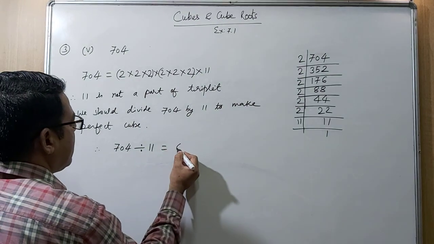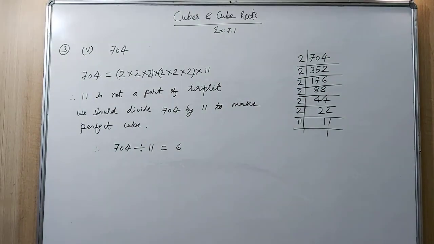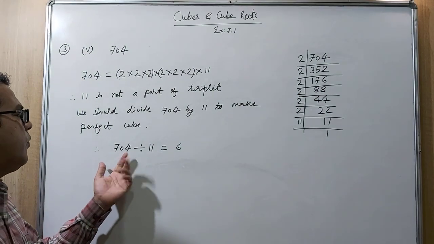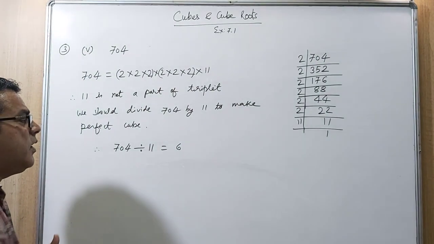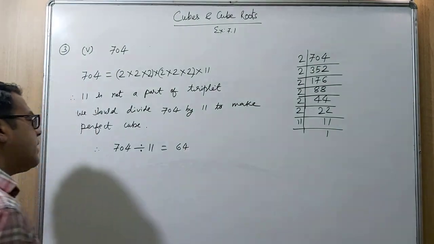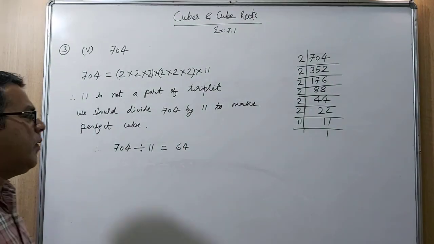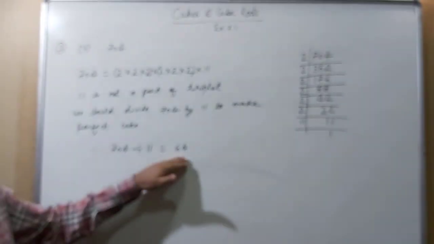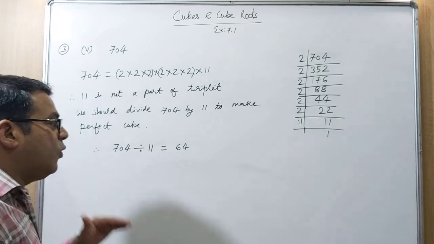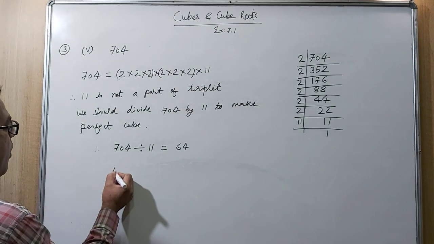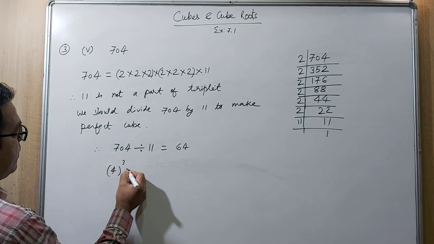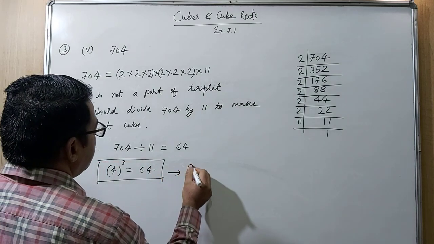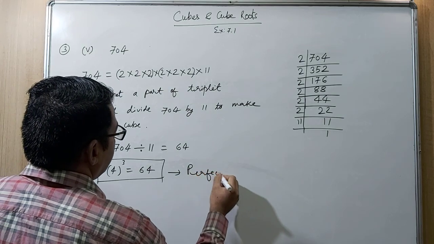So you can divide it directly. 11 6s are 66, right? So what is left now? 4 is left. So 4, if you put in front of this 4, 44 we have. So 4 times. It means after dividing 704 by 11, we have 64. And we know that 64 is a perfect cube. Whose cube is this? This is the cube of 4. Just before also we discussed. So this 64 is a perfect cube.